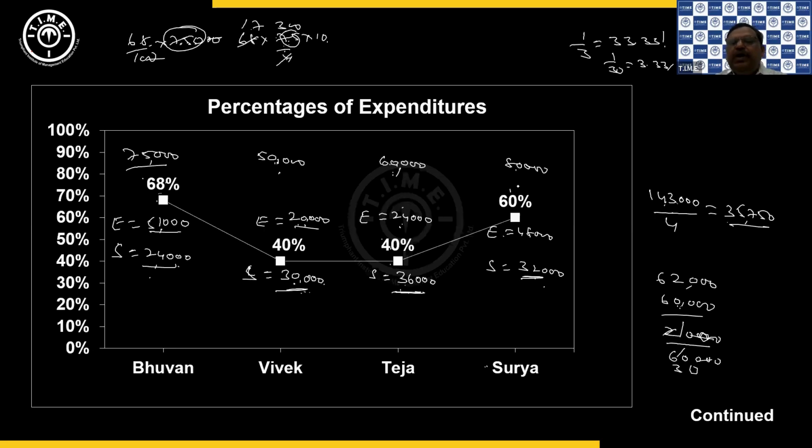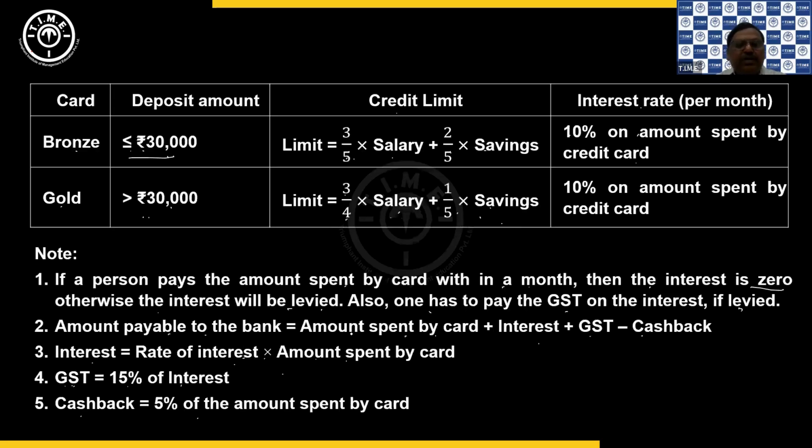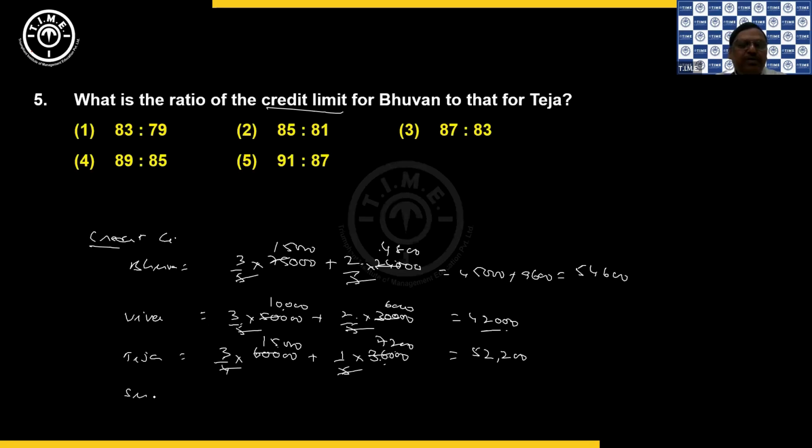And the last person, please. The last person is Surya, 80,000 and 32,000. Surya also will get gold card because it's 32,000. 3/4 of 80,000 plus 1/5 of 32,000. This is 60,000. 32,000 by 5 will be 6,400. I repeat, 60,000 plus 6,400, 66,400. Then these are the credit limits.